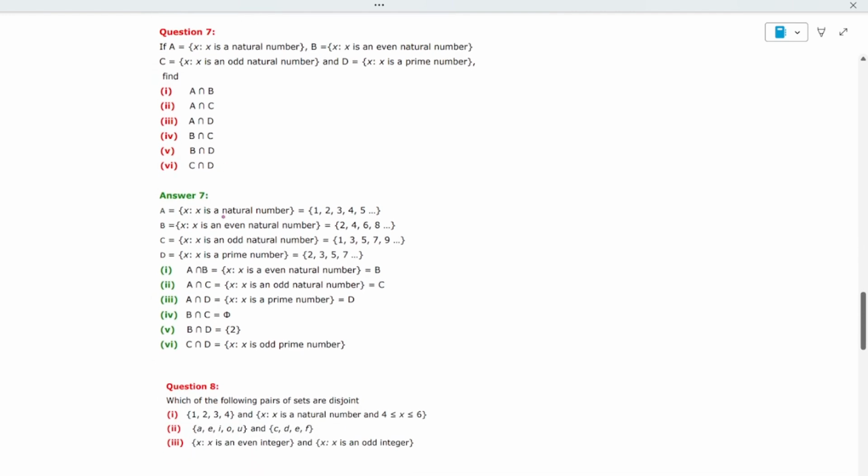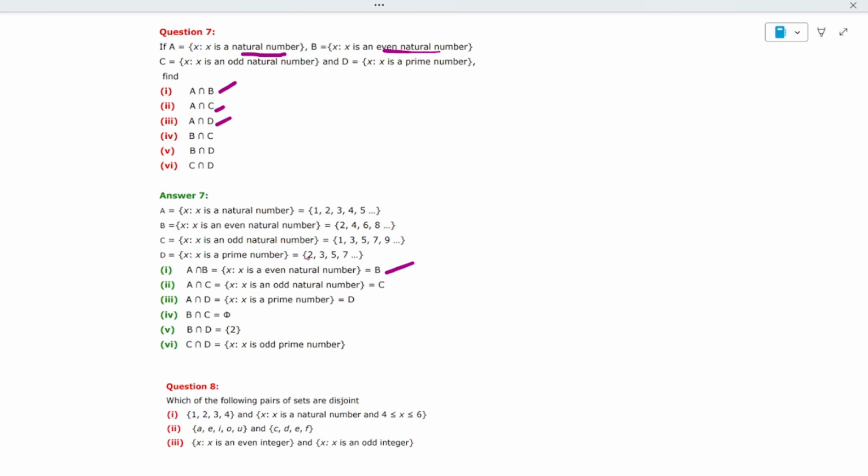Now let's see the seventh question, that is, x is a natural number, x is an even natural number, an odd natural number and a prime number. We have to find the union intersection of all. See, a intersection b, here it is natural, here it is even. When we are finding natural and even, it is equal to b. Why? Because it is 1, 2, 3, 4, 5. Natural numbers are never ending, they have not mentioned any condition in the question. Here also even natural numbers mean 2, 4, 6, 8, never ending. Here 1, 3, 5, 7, 9.